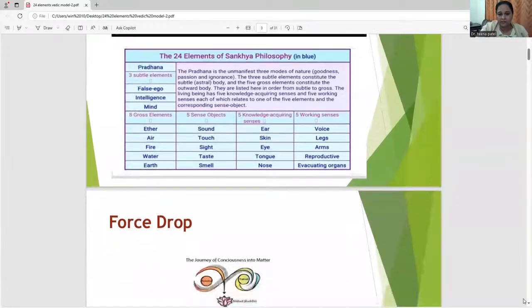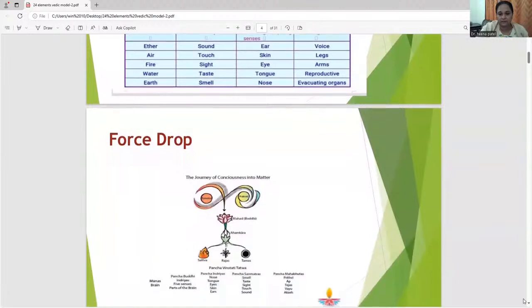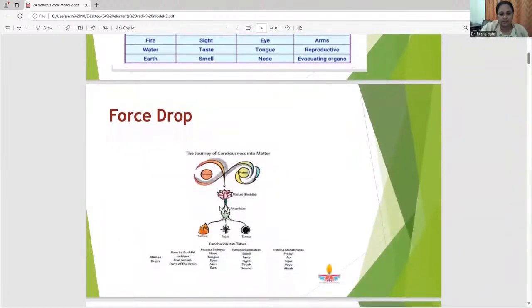This force drops like this. This is Prakriti and Purusha. And then we have intellect, Buddhi, and Ahankara. Ahankara has three characteristics: Sattva, Rajas, and Tamas. And after this, we have all 24 forces. As I said, it's not a physical entity, but it's energy, and quantum physics has already proved that we are energy particles.